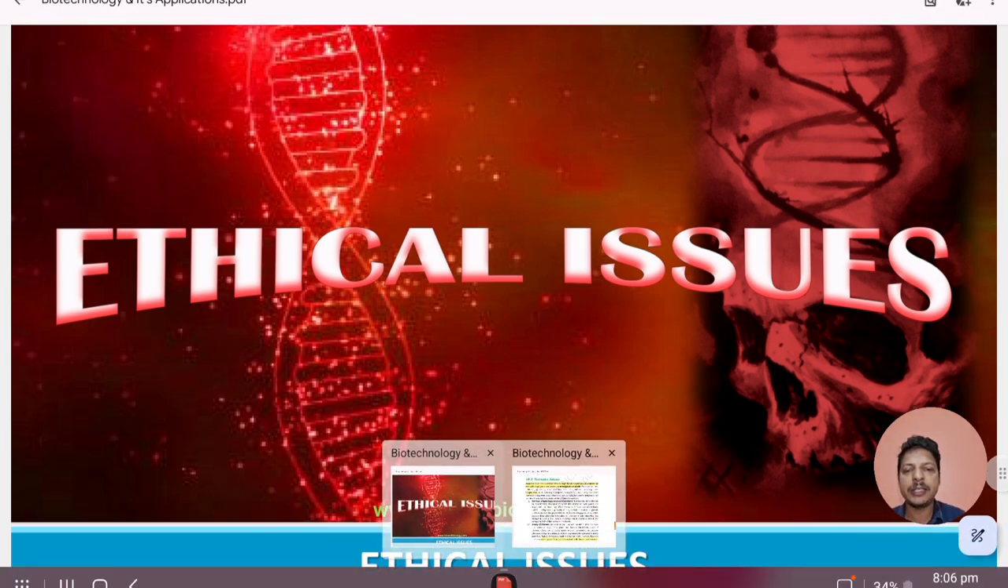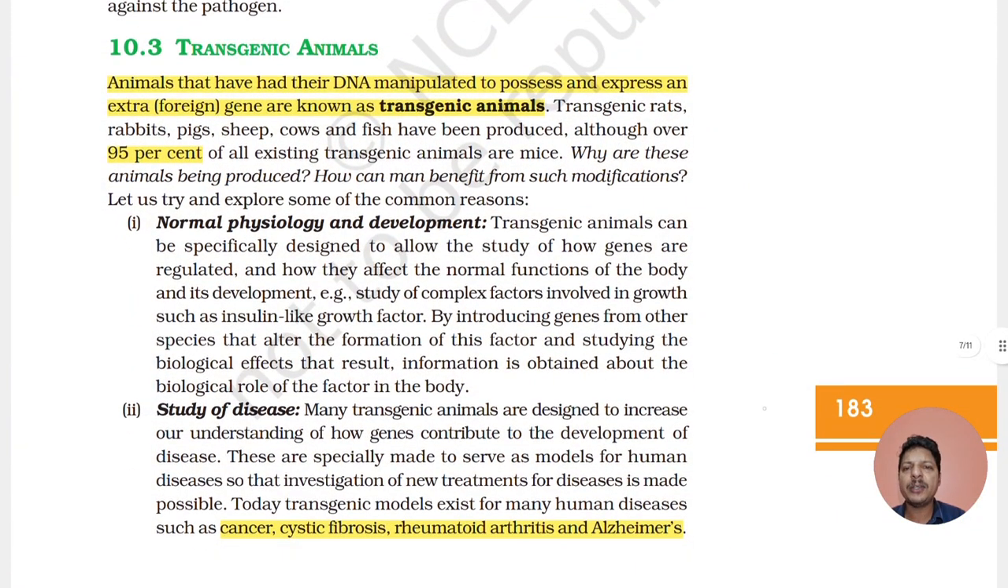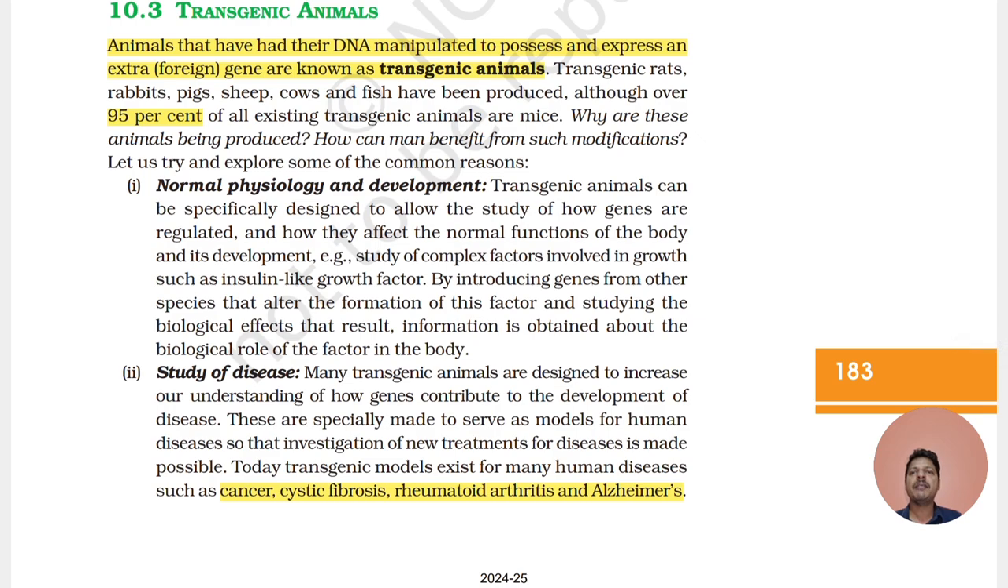Let's see what the NCERT says. Here the same points are there. You can see animals that have had their DNA manipulated to possess and express an extra gene are known as transgenic animals. And all over the world, about 95% of existing transgenic animals are mice.